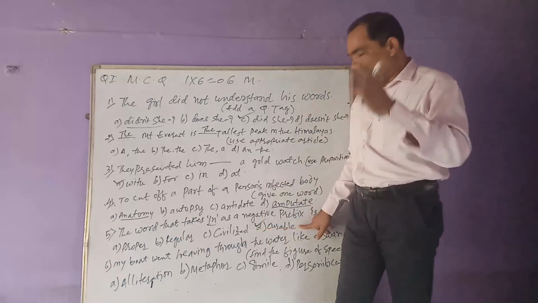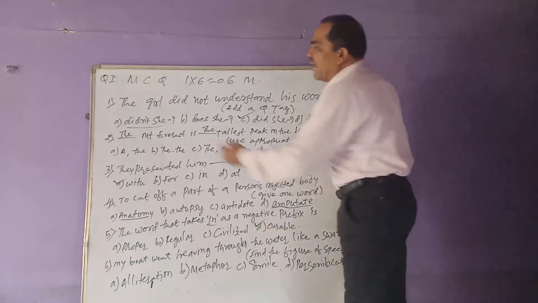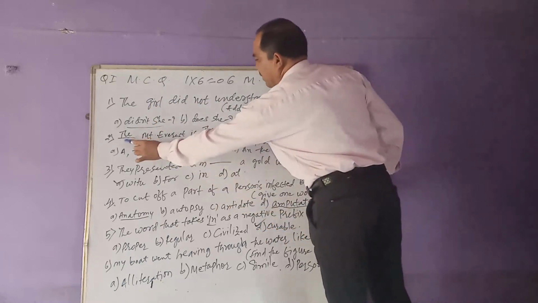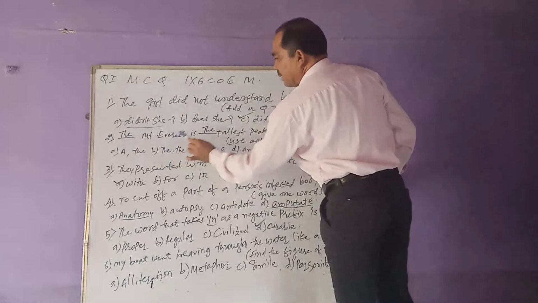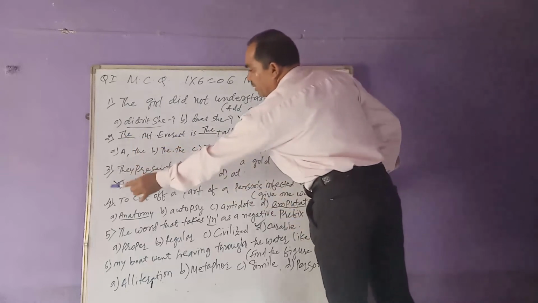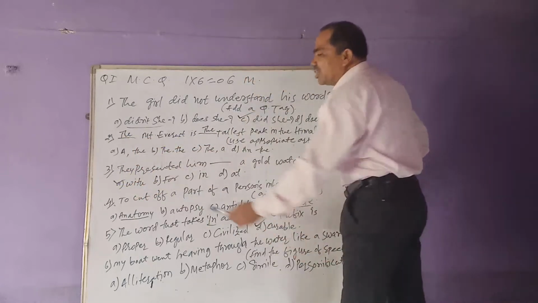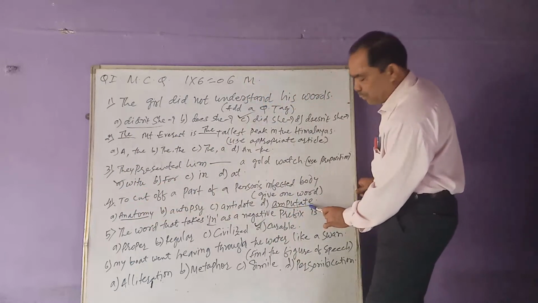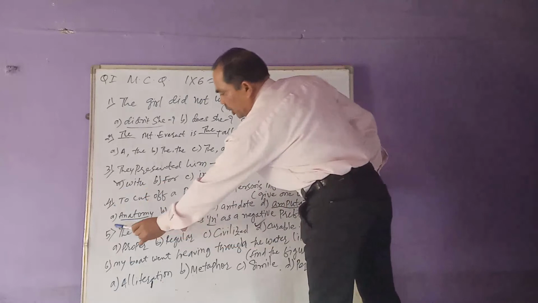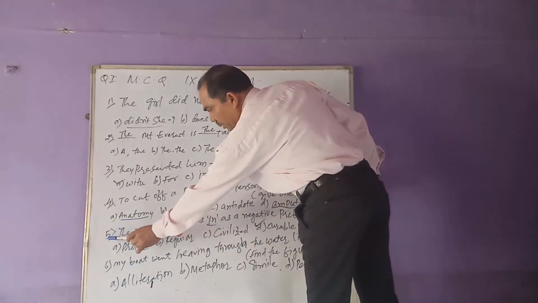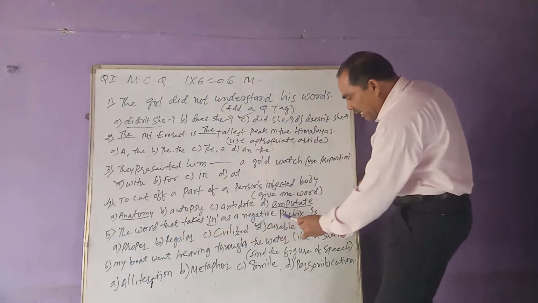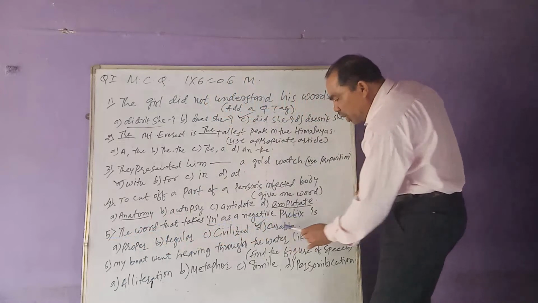Then curable, incurable. So my dears, the answer of the first one is did see. The answer of the second one is B1. The answer of question number three is with. The answer of question number four is amputate. And the answer of the fifth one, the word that takes in as a negative prefix, is incurable.